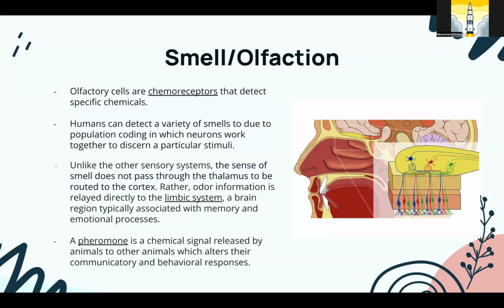And just on a side note, a pheromone is a chemical signal released by mainly animals to other animals, which alters their communicatory or behavioral response. So it's mainly for animal communication. Okay? And you can look at this image here to see how this works as well.